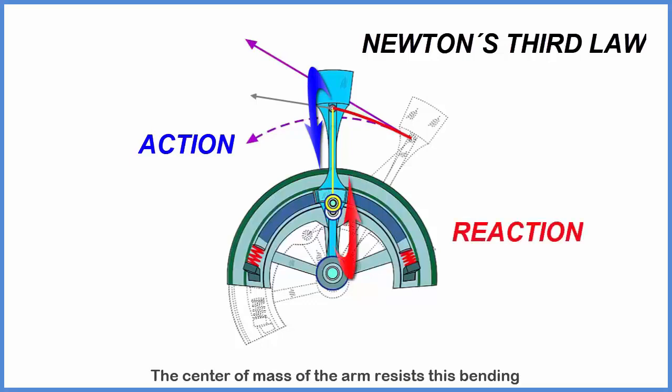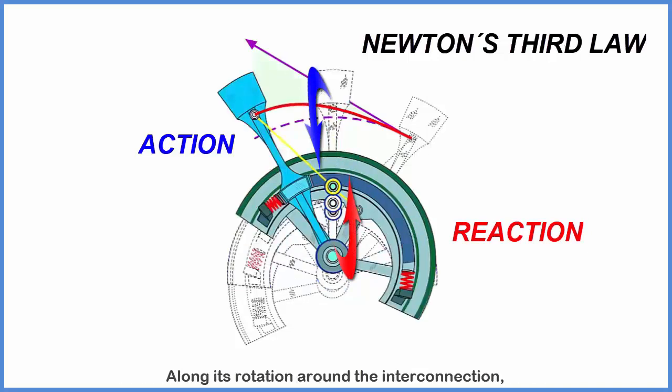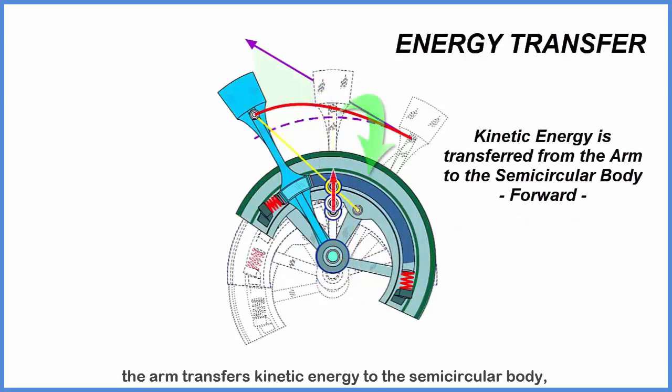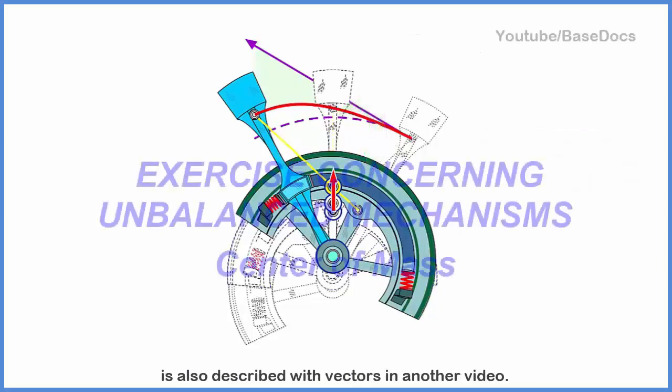The center of mass of the arm resists this bending and pulls the center of mass of the semicircular body forward. Along its rotation around the interconnection, the arm transfers kinetic energy to the semicircular body, causing its motion forward, changing the position of the center of mass of the system. The arguments concerning this energy transfer is also described with vectors in another video.